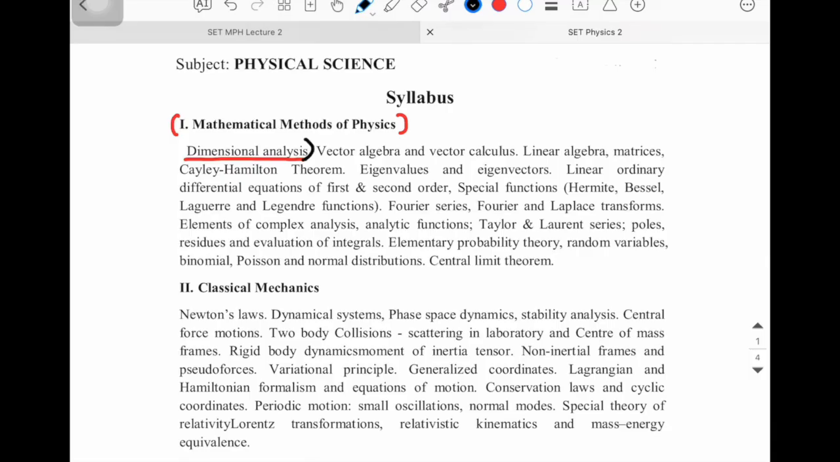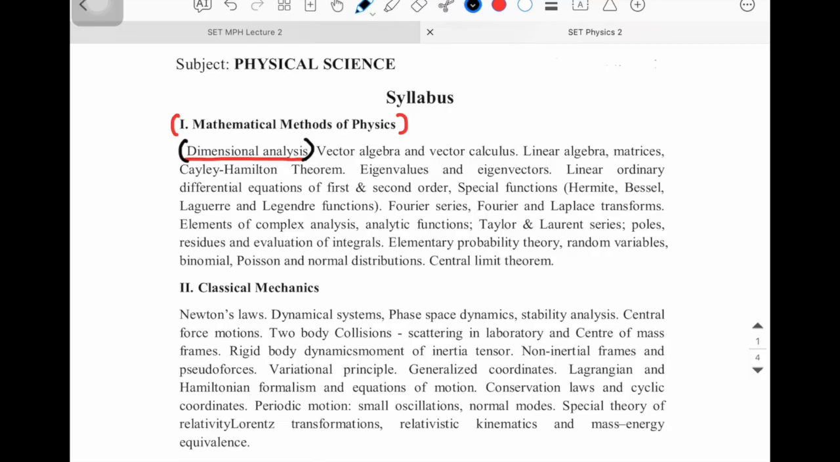As I have been giving online coaching for SET, NET, and GATE for the last 5-6 years, I am going through the papers of all states. So I can see that dimensional analysis is not that important compared to other topics. Still, even though questions are not asked every year, you can find questions from dimensional analysis also.